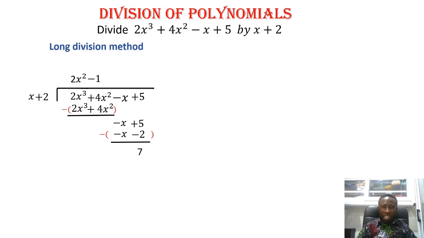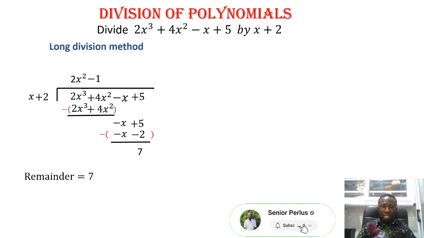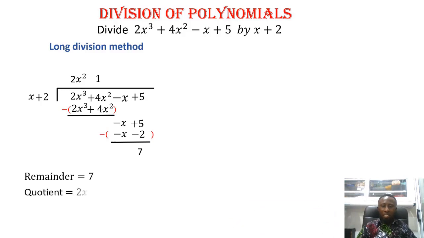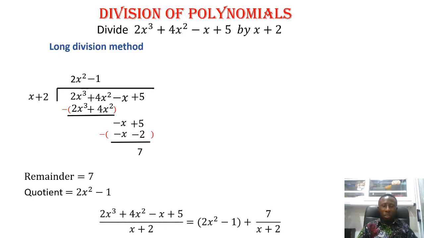And the one on top of the sign is our quotient. So the remainder here is 7. Then the quotient is 2s squared minus 1. Then our answer is 2s squared minus 1, the quotient, plus 7, the remainder, divided by s plus 2, our divisor.